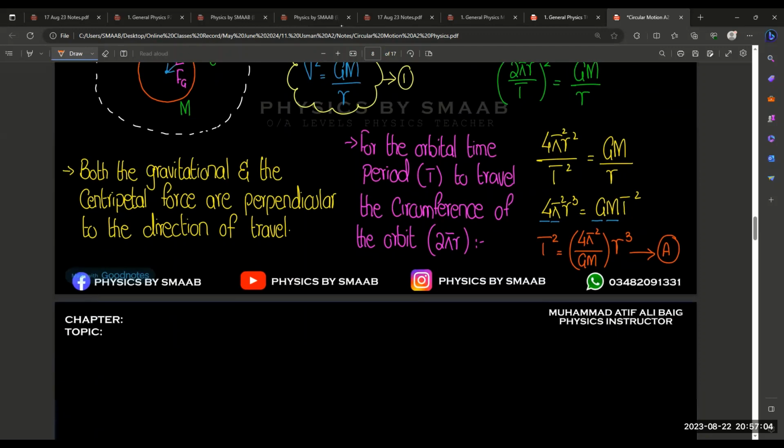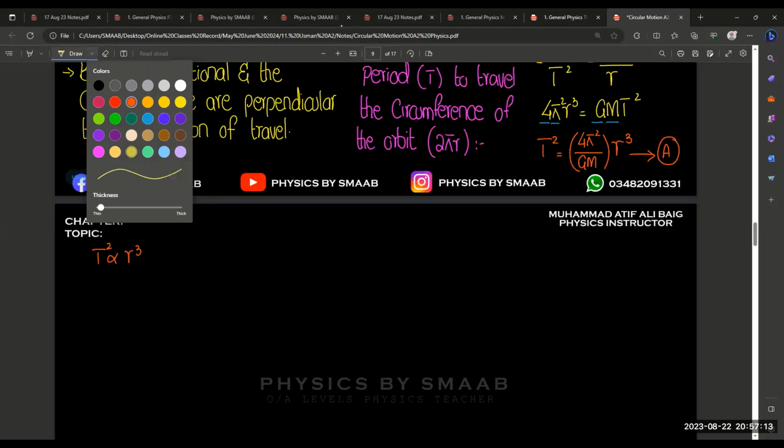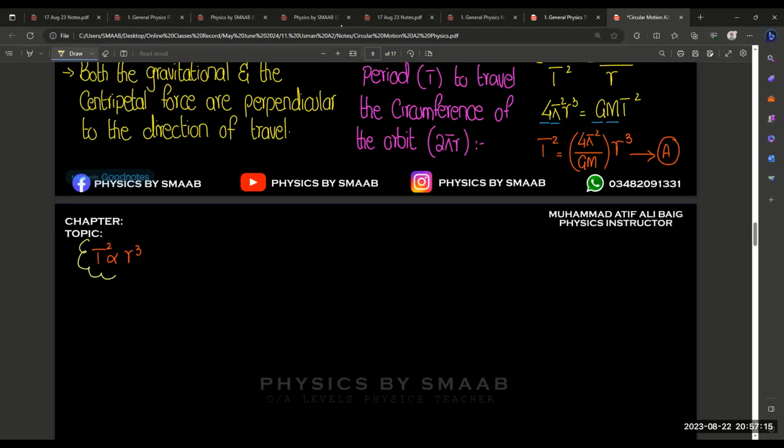And finally, we got the concept like this. T square is directly proportional to R cube. So this is the actual Kepler's law.